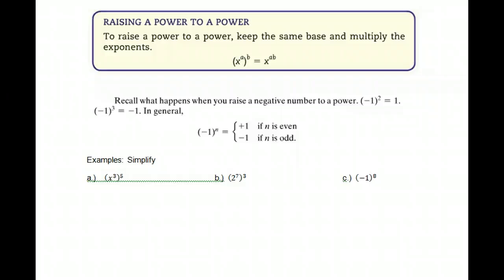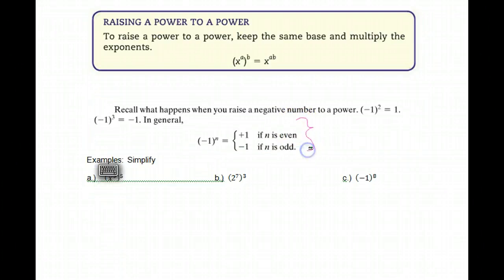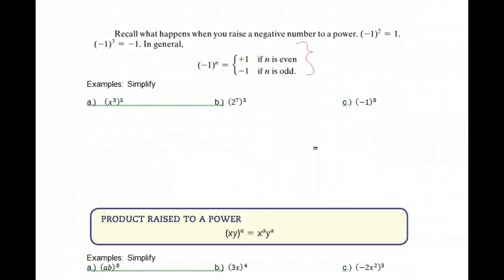I need you to remember that trick that I taught you: if your exponent is even, your answer will be positive, and if your exponent is odd, your answer will be negative. Okay, keep that trick in mind there. So let's walk through these series of examples that I have for us.